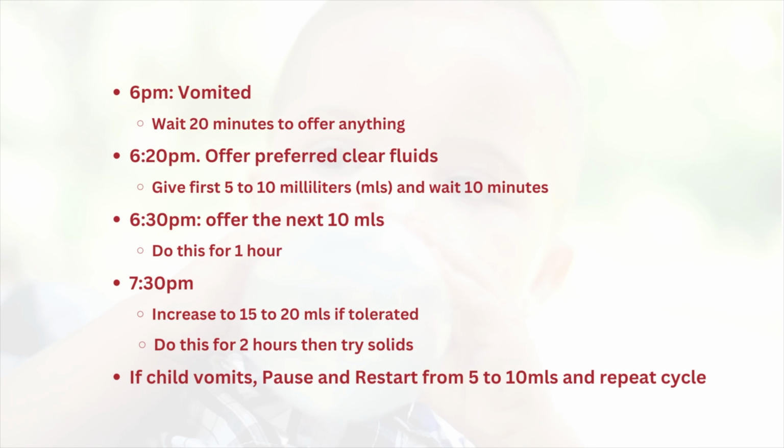If your child vomits at 6 o'clock, you want to wait till 6:20 or even 6:30 before you offer fluids. Let's say we're going to offer 10 mLs. You give them 10 mLs at 6:20. You wait for 10 minutes, which is 6:30, before you offer another 10 mLs. And if they're able to keep it down, you wait for another 10 minutes and gradually increase.